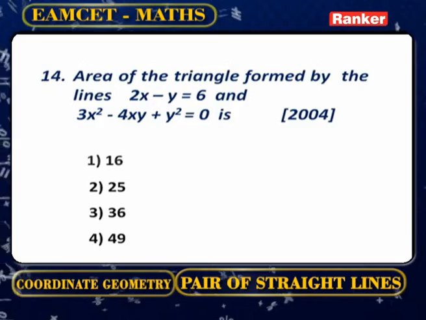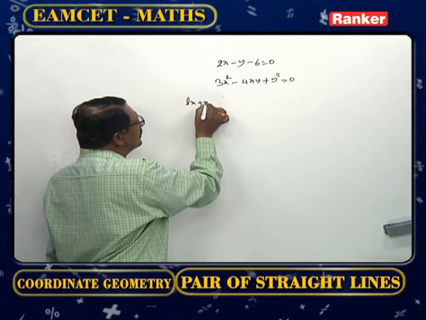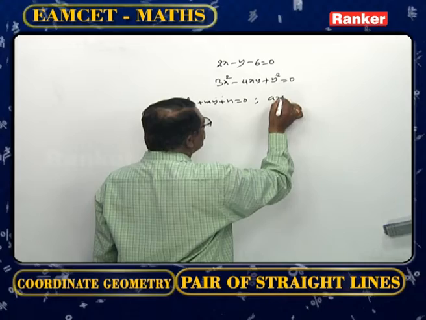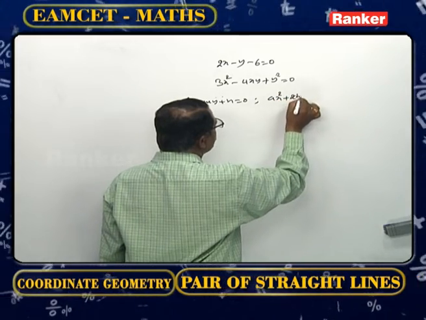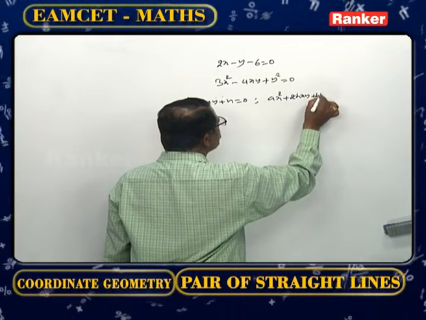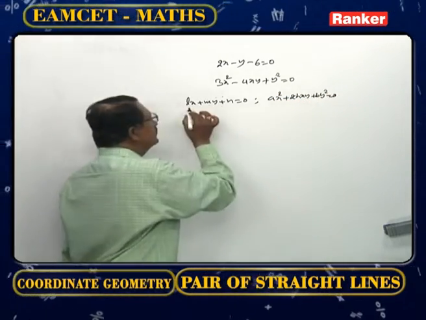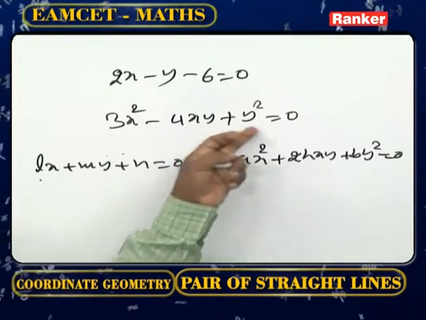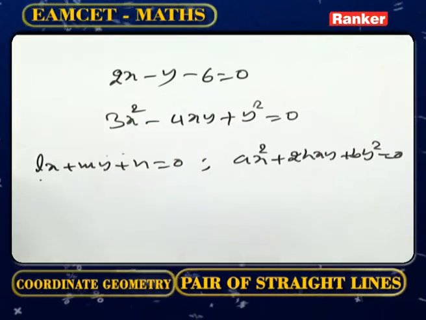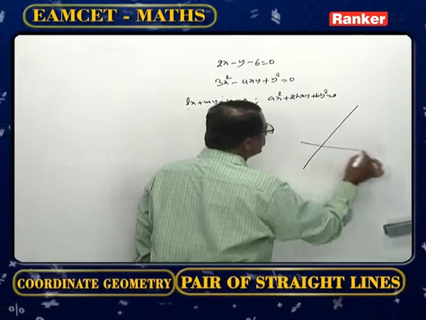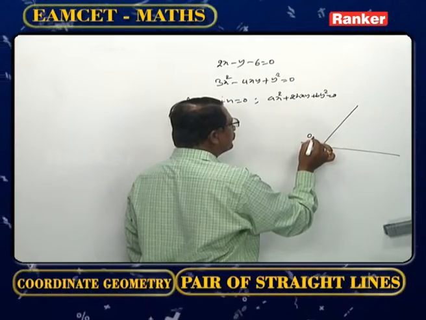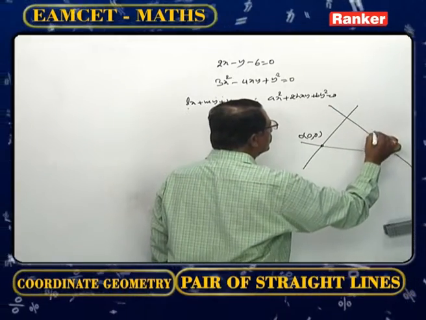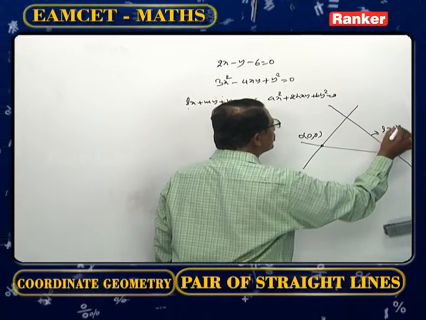If suppose the given lines are Lx plus My plus n equals to 0 and ax square plus 2hxy plus by square equals to 0, means one is linear equation, it is only one straight line, other second degree homogeneous equation. Now, passing through origin, the pair of lines equation passing through origin and the line Lx plus My plus n equals to 0.